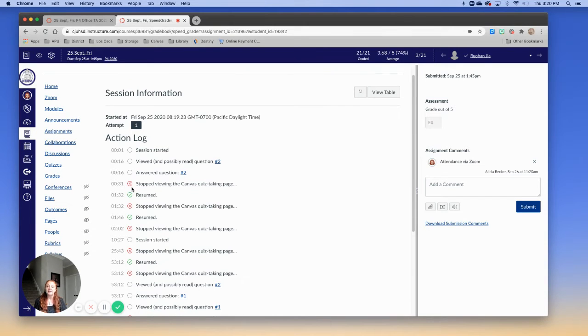But at 31 seconds in, she stopped viewing the Canvas quiz taking page. So in other words, she opened a new tab. And then a minute later, at 1 minute and 32 seconds, she resumed. So she came back to the quiz and kept working.